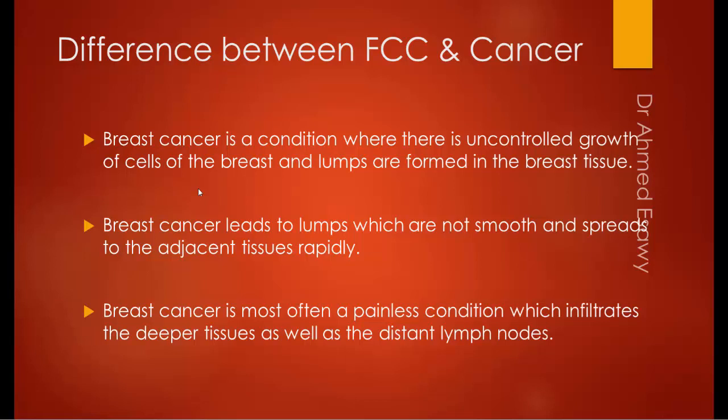Breast cancer is a condition where there is uncontrolled growth of cells of the breast and lumps are formed in the breast tissue. Breast cancer leads to lumps which are not smooth and spread to the adjacent tissues rapidly. Breast cancer is most often a malignant condition which infiltrates the deeper tissue as well as distant lymph nodes.